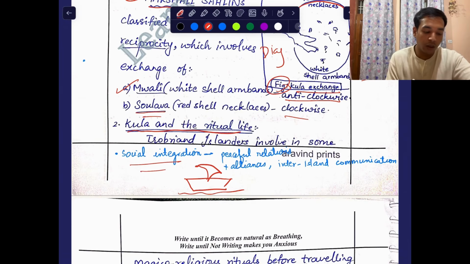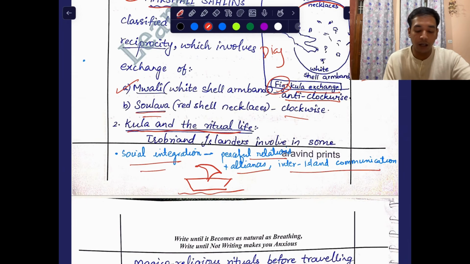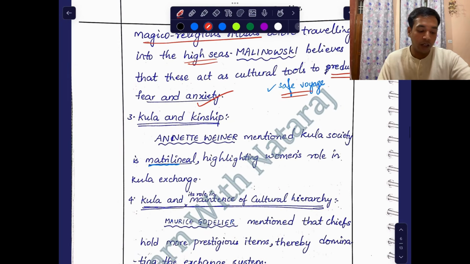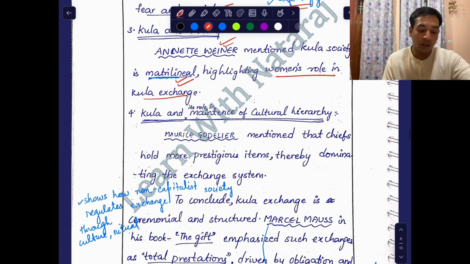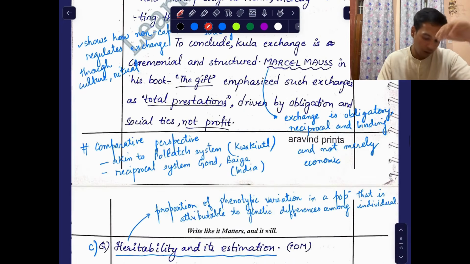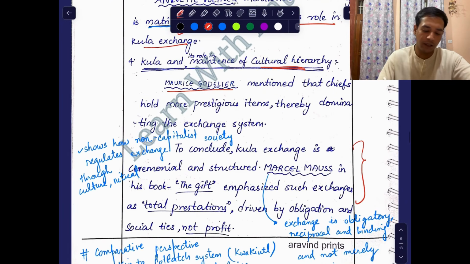सो सोशल इंटीग्रेशन होता था कुला से, बेसिकली पीसफुल रिलेशंस बनते थे, अलाइंसेस बनते थे, इंटर आइलैंड कम्युनिकेशन होती थी. So this is one of the cultural relevance that you can write. Then Kula and kinship. So there is a scholar Weiner who mentioned that Kula society is matrilineal, highlighting women's role in Kula exchange. Then Kula's role in maintenance of cultural hierarchy. So this scholar Maurice Godelier, he mentioned that the chiefs had some items of value that used to exchange, and the other people used to exchange the items that were lower in value. So it used to show that they are the dominant one, right?